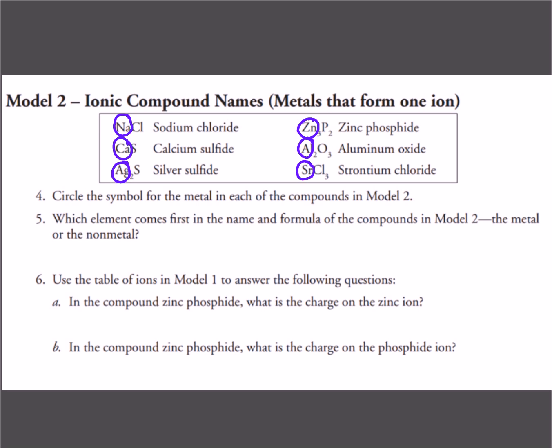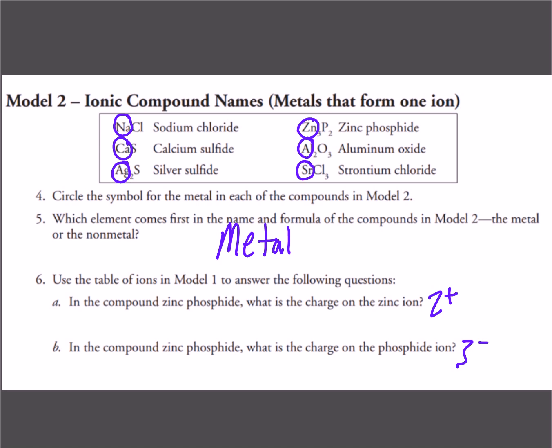It says which element comes first in all of those compounds? The metal, guys. We talked about this in the last unit some. The metal always comes first. It goes back to its electronegativity values. It's got the lower values, so they always come first. In the compound zinc phosphide, what is the charge of the zinc ion? It's a 2+.